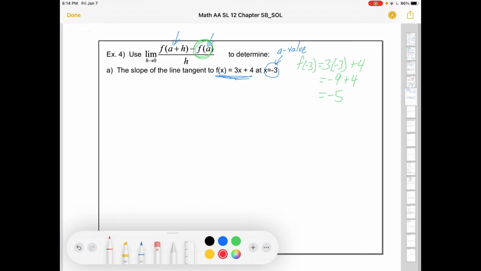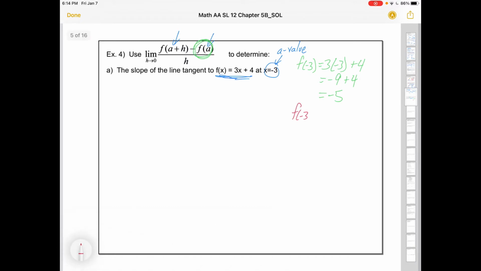The other thing I need to figure out is f of negative 3 plus h. Okay, so that'll be... All I'm doing is subbing in this thing right here for x. Sometimes people get confused about that, so let's just go off to the side for a second on a different kind of tangent.